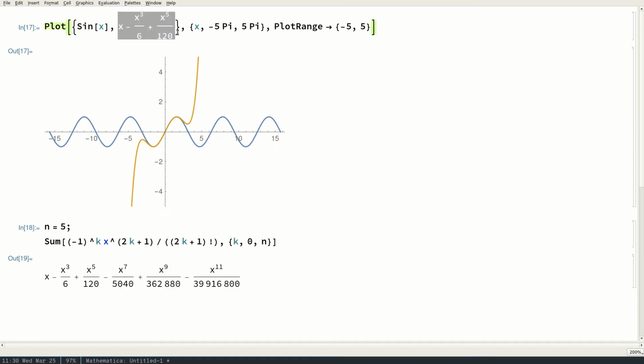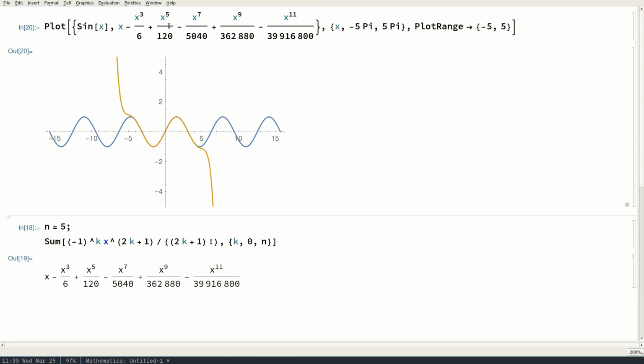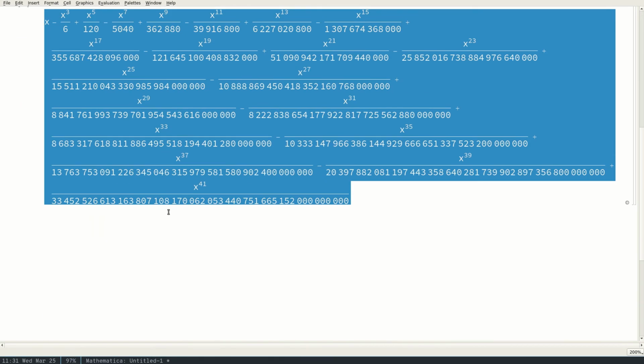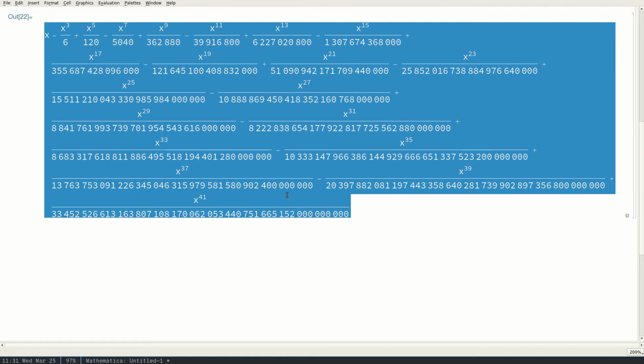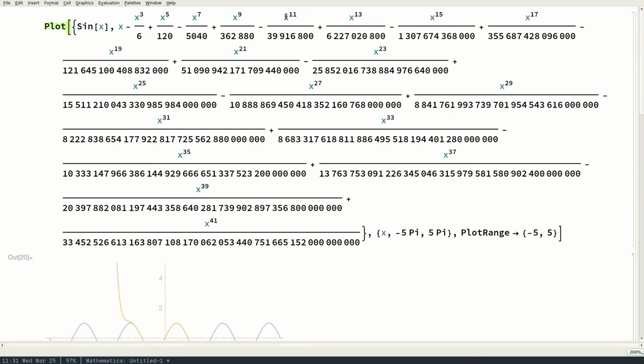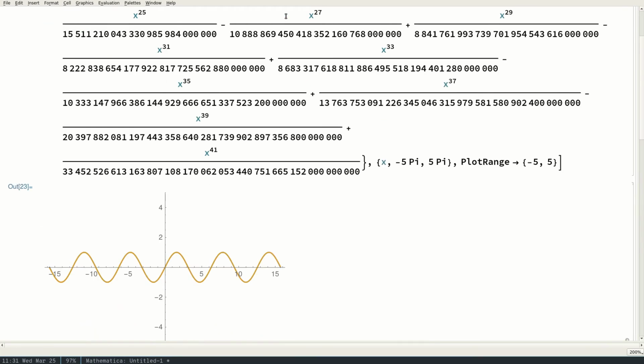So I'll plot that. Oh, wow, look at that. Very nice. Let's even go bigger. Let's do n equals 20. This will be my degree 41 Taylor polynomial. So let me put that in. Got my degree 41 Taylor polynomial. Oh, look at that.